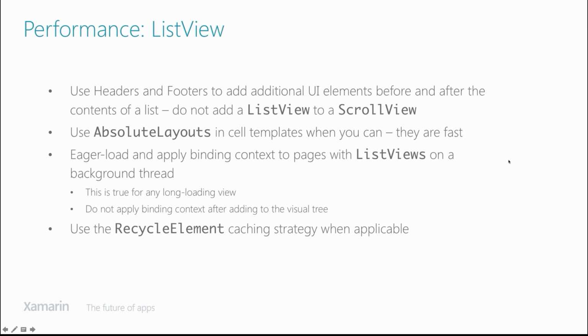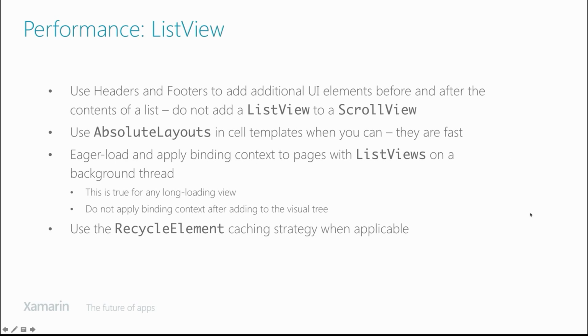We talked about absolute layouts. Absolute layouts are really good to use in cell templates. So when you can use them, if it makes sense and is applicable to your UI, use absolute layouts in lieu of stack layouts, in lieu of grids. Grids are kind of expensive. So absolute layouts are your friend. And I guarantee you, once you understand absolute layouts and you get to using them, they're your best friends.